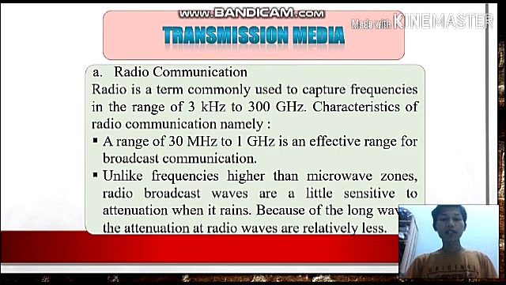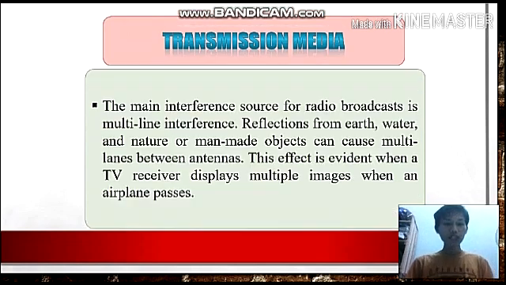Radio is a term commonly used to capture frequencies in the range 3 kHz until 300 GHz. And the characteristic of radio communication, namely a range of 30 MHz until 1 GHz, is an effective range for broadcast communication. Unlike frequencies higher than the microwave zones, radio broadcast waves are a little sensitive to attenuation when it rains.